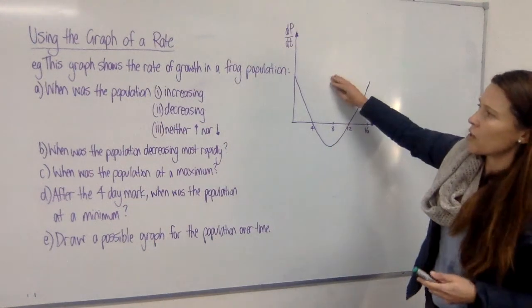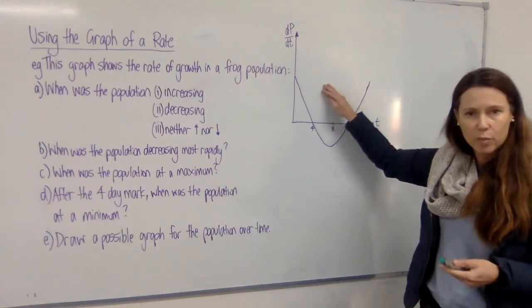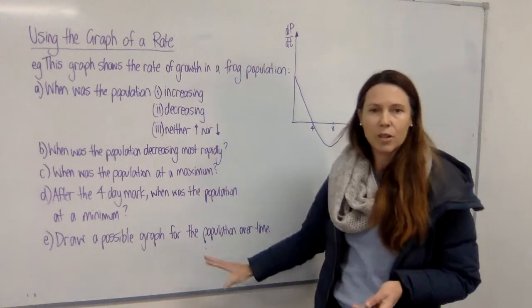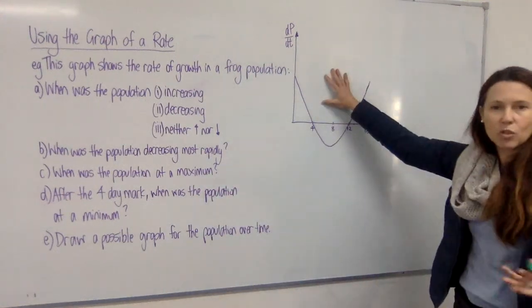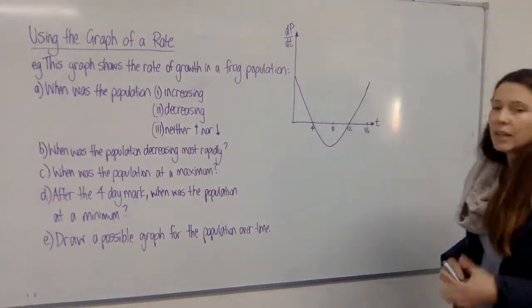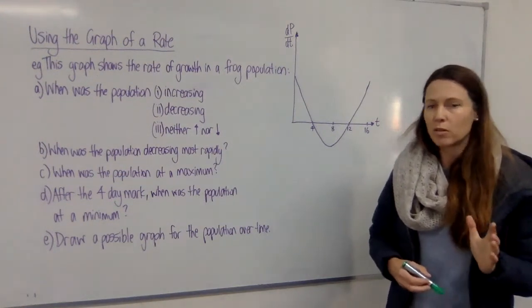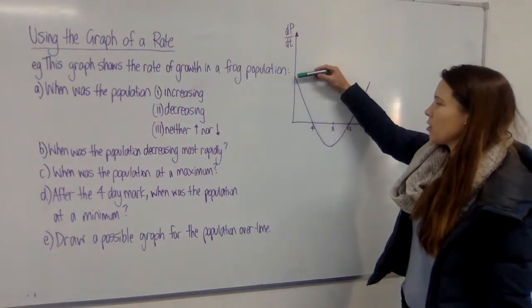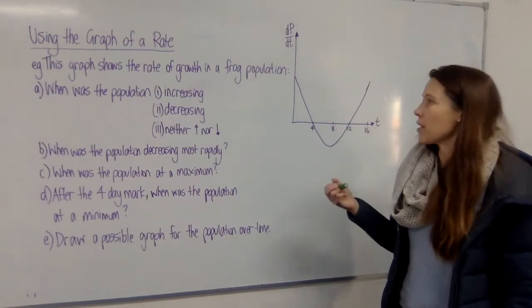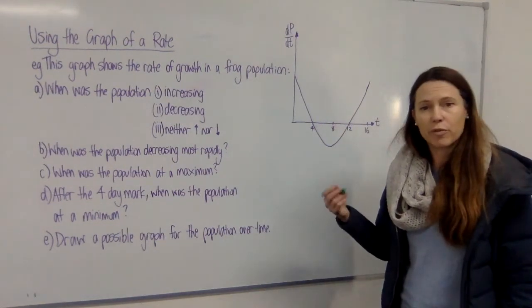So this graph shows the rate of growth in a frog population. Before we get to any of the questions, let's just make sense of it and sort of tell a story. Now, it's really easy to get the story wrong. You could look at this graph and think, oh look, the rate of growth is going down, so therefore we must be getting fewer and fewer frogs.